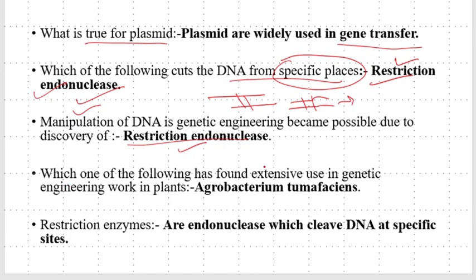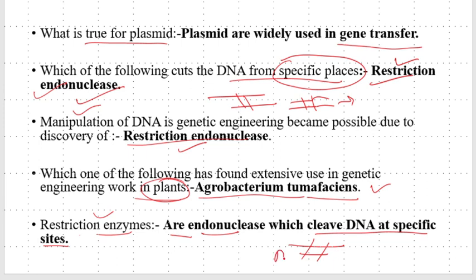Now, which one of the following has found extensive use in genetic engineering work in plants? Again, Agrobacterium tumefaciens. This is always used in plants. Remember it. Now, restriction enzymes: what are their characteristics? One is that they are endonucleases, which cleave the DNA at a specific site. तो क्या करता है? DNA को एक specific site पे cleave करता है. Suppose DNA A है, DNA B है, तो एक specific place से ही cut करेंगे this endonuclease.